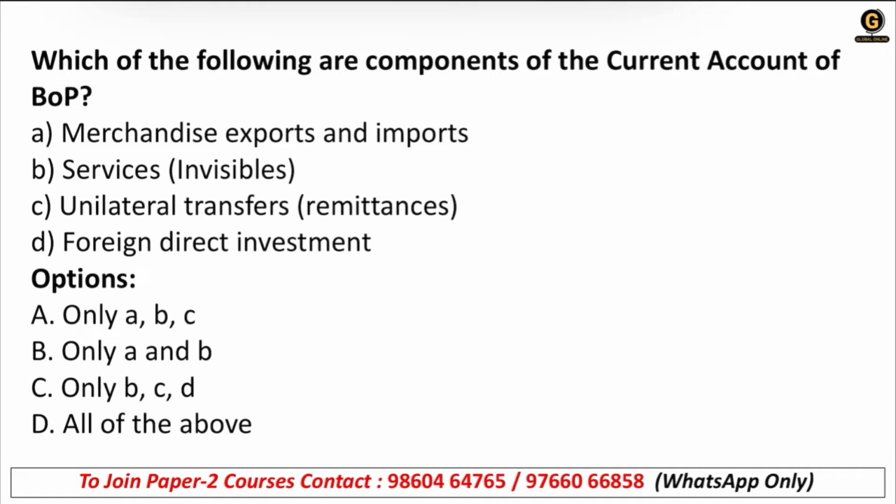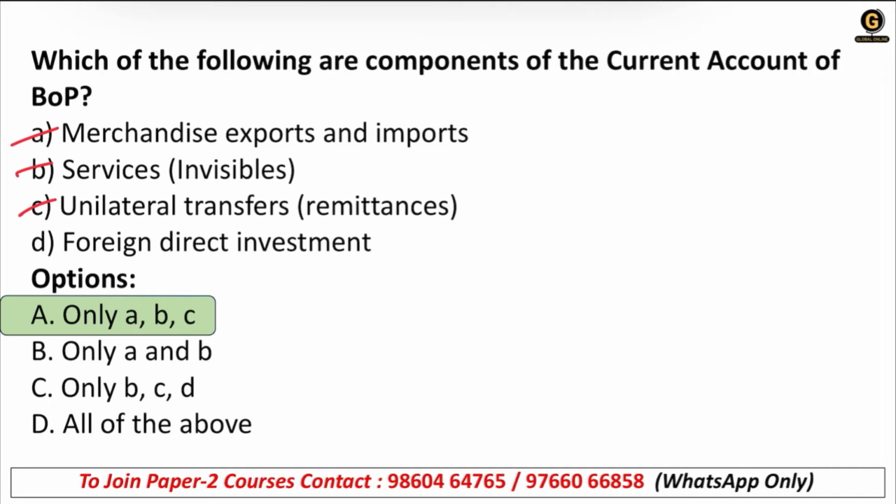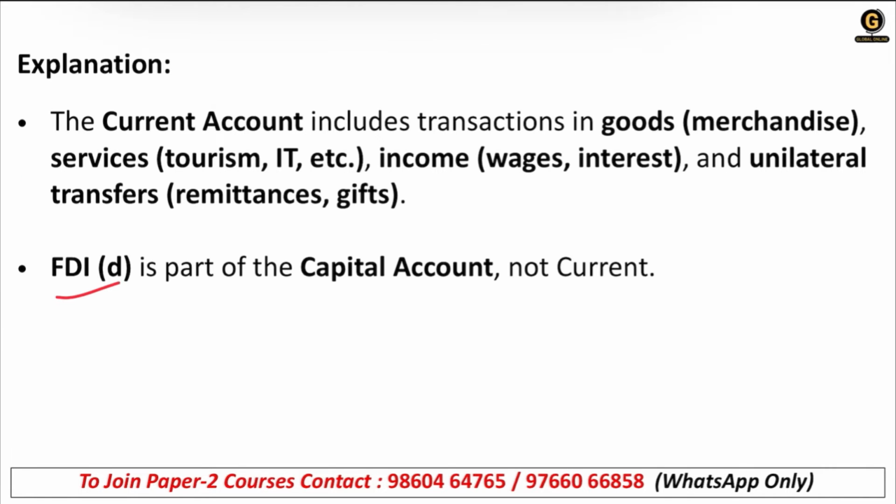Next, which of the following are components of the current account of a BOP, right? Merchandise exports and imports, services, which are invisibles, then unilateral transfers, remittances, and foreign direct investment, which is called FDI. We have already discussed FDI as well. So the right answer is option ABC. See, FDI is a part of the capital account, not the current account. Current account means the transactions of goods, services, income, unilateral transfers, right? These are considered in the current account, not in the capital account.